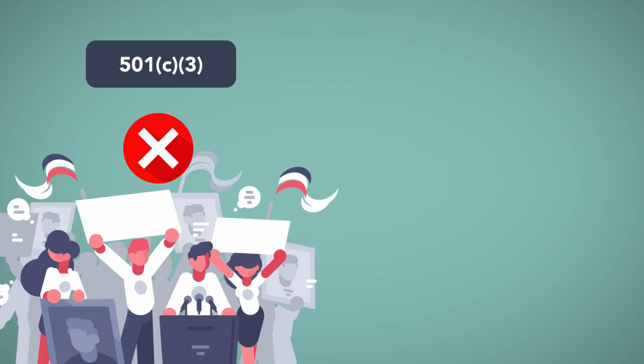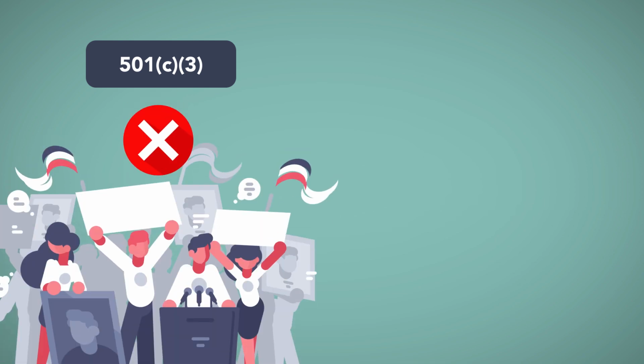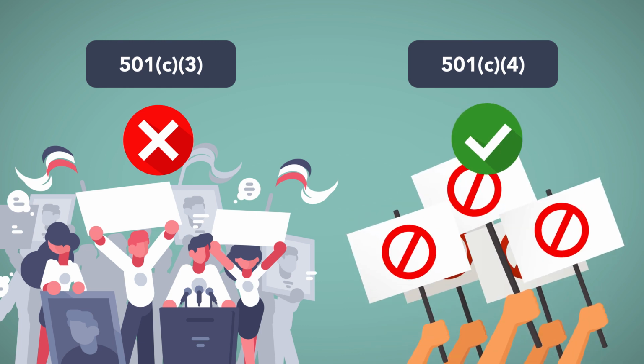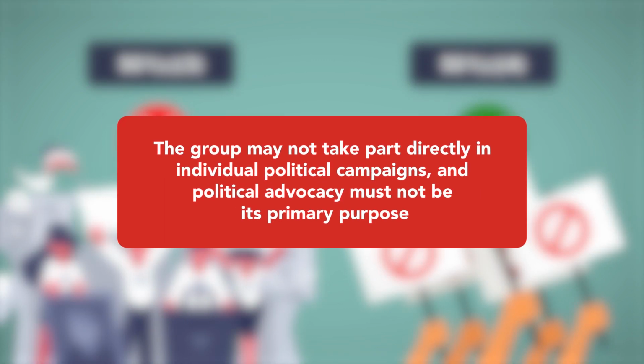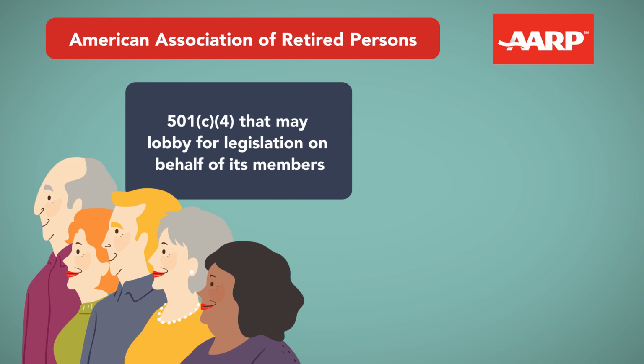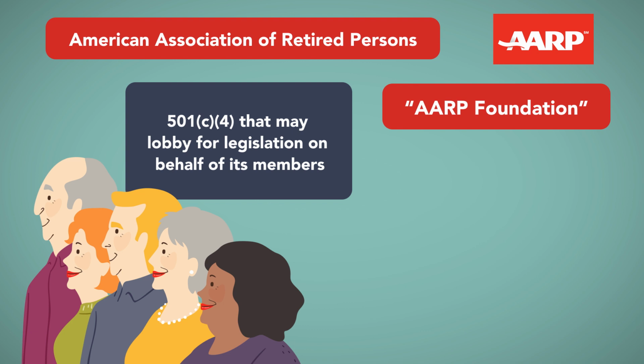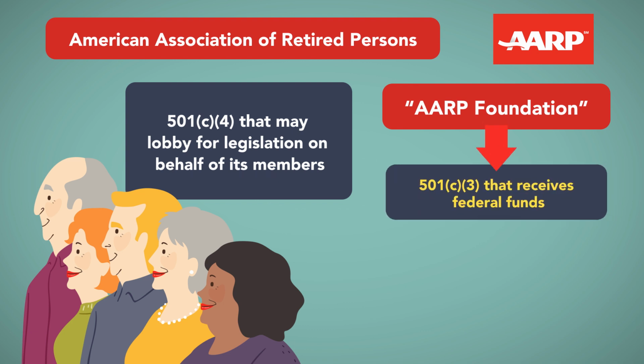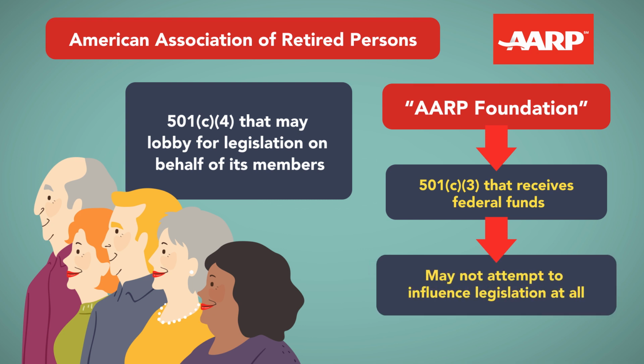While 501c3 organizations may not engage in political activities or substantial lobbying, 501c4 organizations may support specific legislation and lobby for matters that are of interest to the group. However, the group may not take part directly in individual political campaigns, and public advocacy must not be its primary purpose. The American Association of Retired Persons, the AARP, for example, is a 501c4 that may lobby for legislation on behalf of its members. A division of the organization known as the AARP Foundation is a 501c3 that receives federal funds and, as a tax-exempt charity, it may not attempt to influence legislation at all.